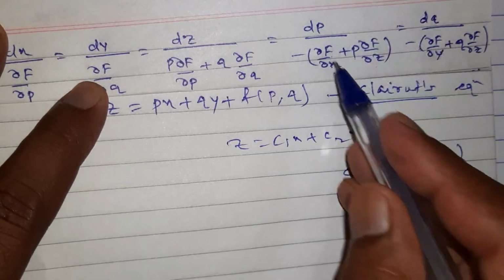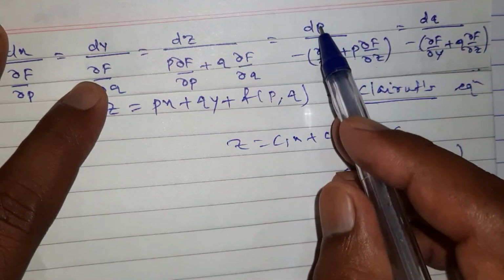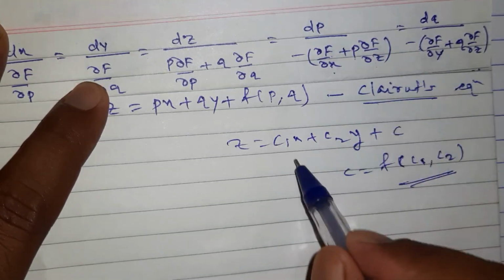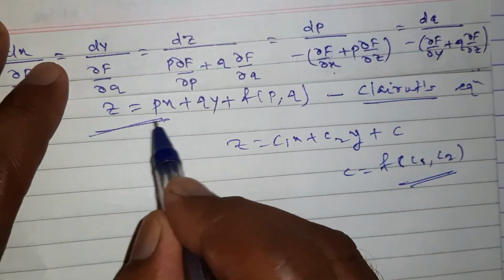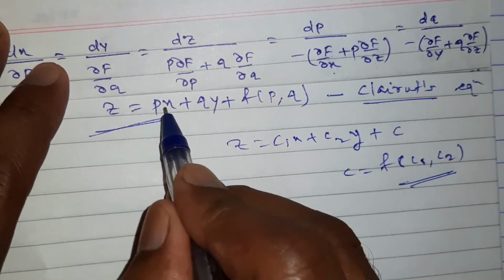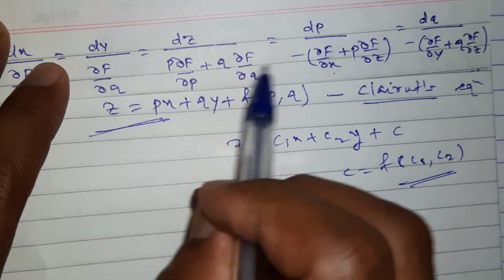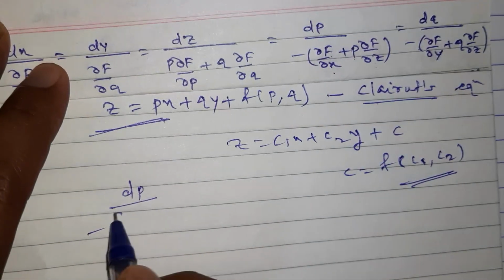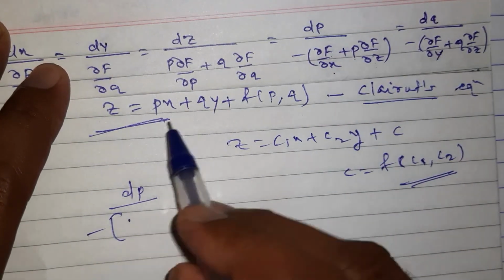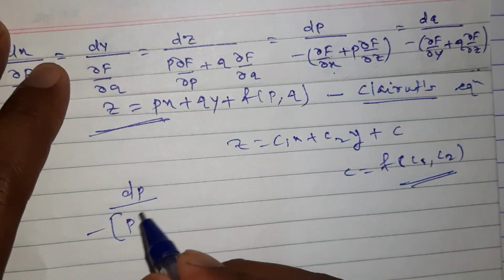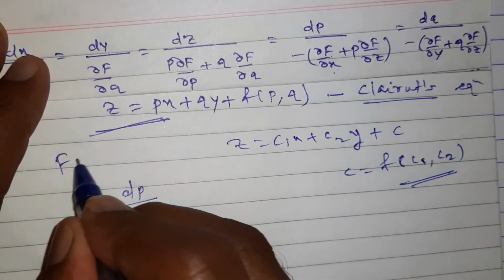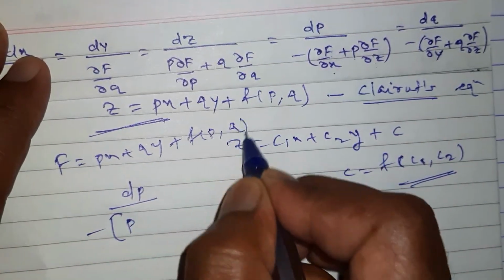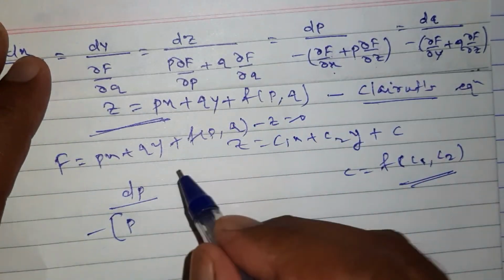Here you can see dp upon minus (∂f/∂x plus p ∂f/∂z), correct? From the given equation, what is value of z? I have to transfer z to this side, so it is minus z. And what is ∂f/∂z? Minus 1. So I get dp upon minus ∂f/∂x plus p ∂f/∂z. What is ∂f/∂x? It is p. I am writing properly so that you will understand. px plus qy plus f of pq minus z equal to 0. Understood? This is our equation.